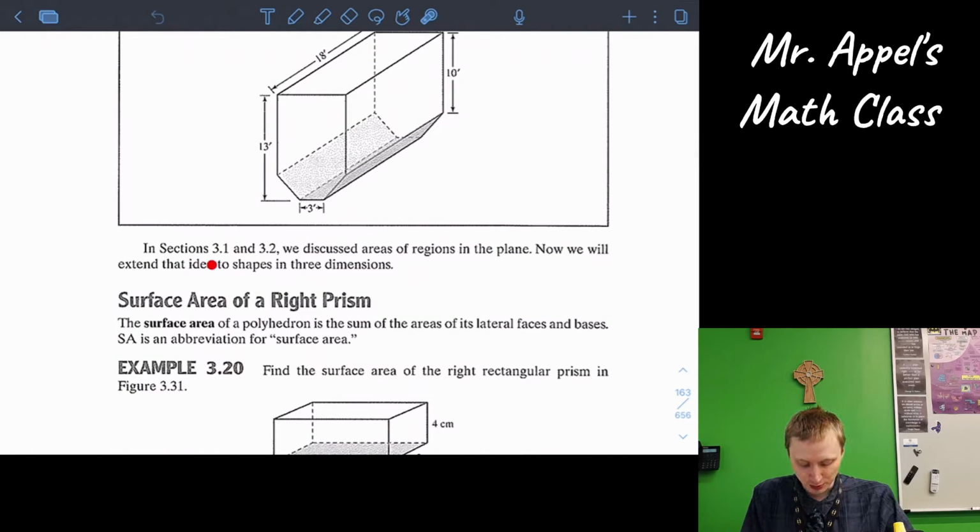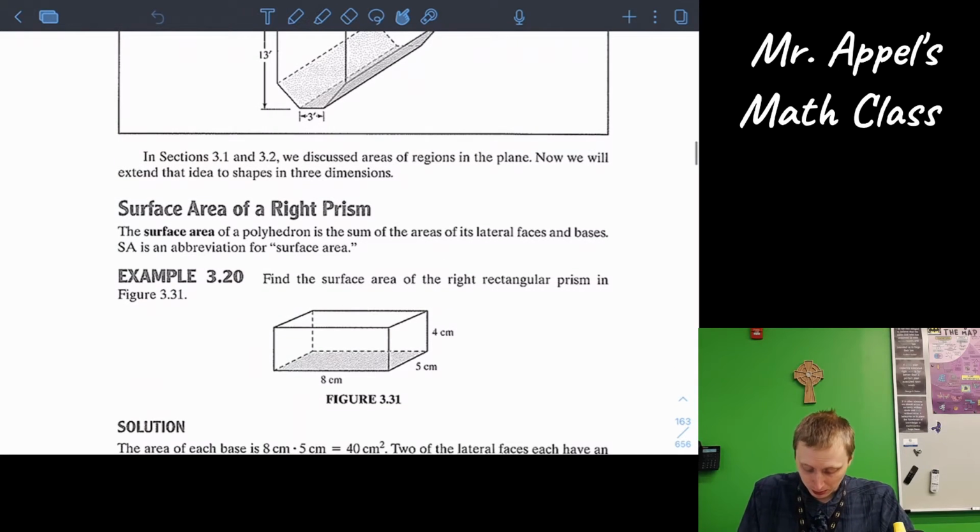In sections 3.1 and 3.2, we discussed areas of regions in the plane. Now we will extend that idea to shapes in 3 dimensions, although they are all still composed of 2-dimensional shapes. More on that later. So the surface area of a right prism is our most basic of shapes, so we'll start there.